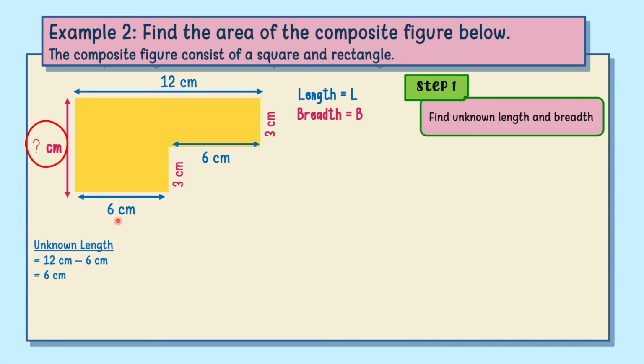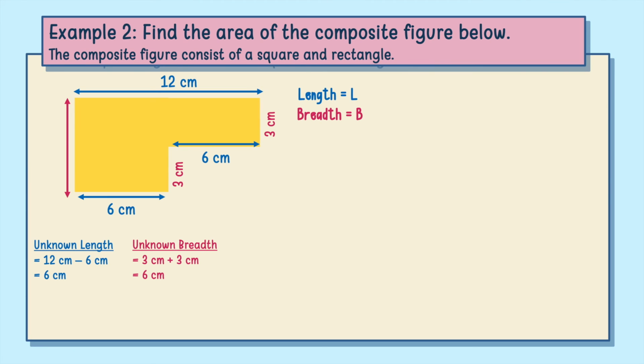Next, we're going to look at the unknown breadth, which is this part. We know the other breadth is 3 centimeter and this side is 3 centimeter. So how can we find this total breadth here? Unknown breadth is equal to 3 centimeter plus 3 centimeter, because if you combine this part and the other part together, you will get this one length, one breadth. So 3 plus 3 is 6 centimeter.